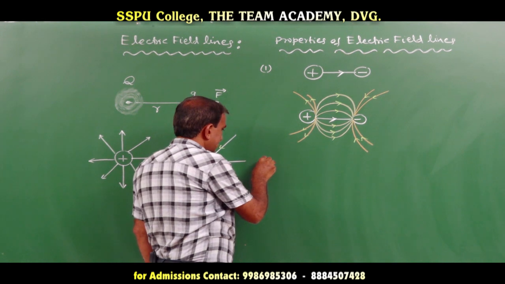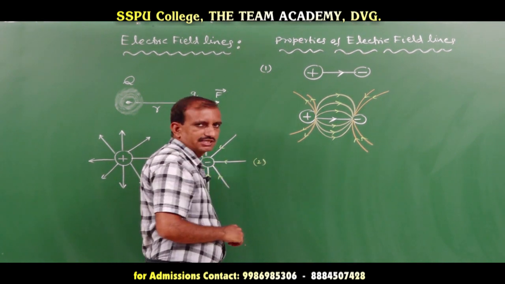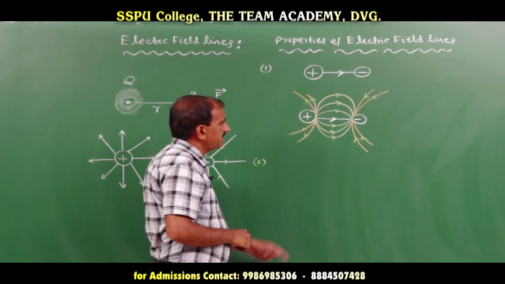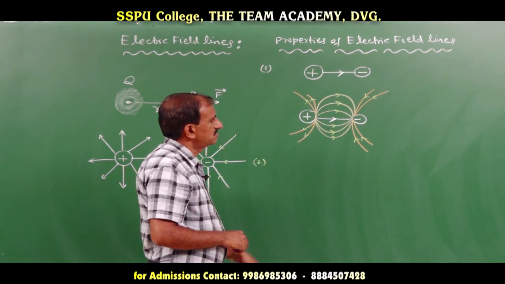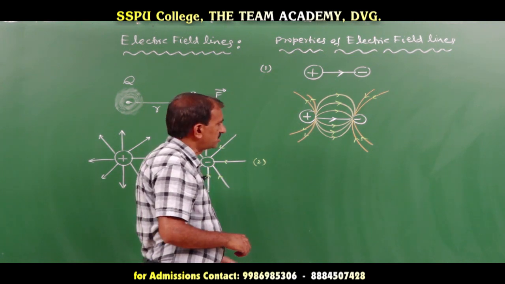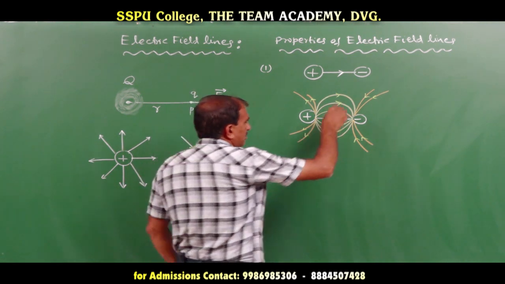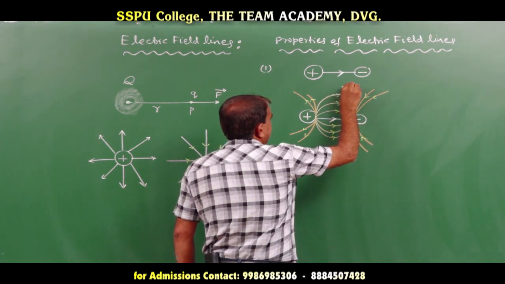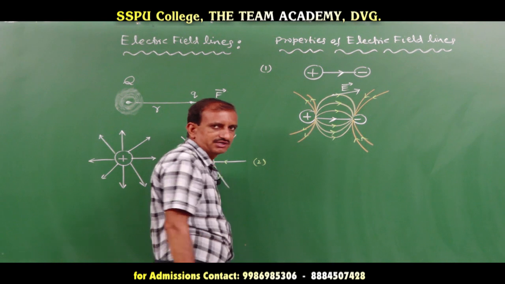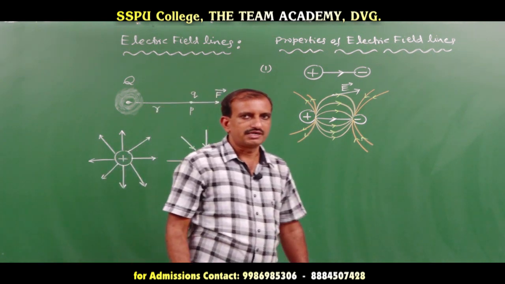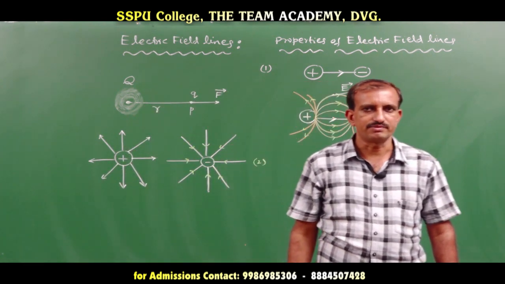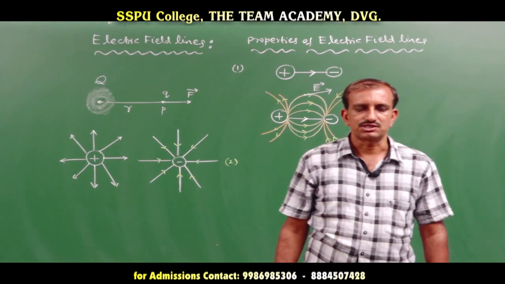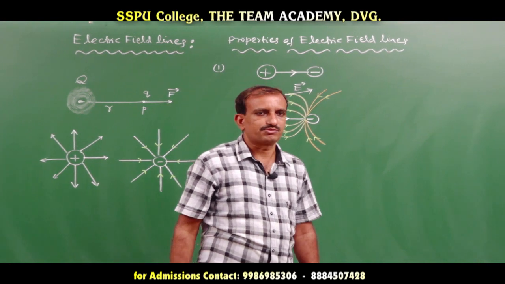The second property says that by drawing a tangent at any point on the electric field line, we get the direction of the electric intensity at that point.